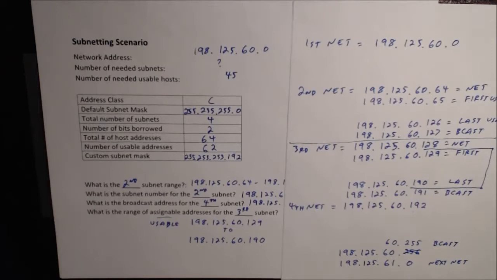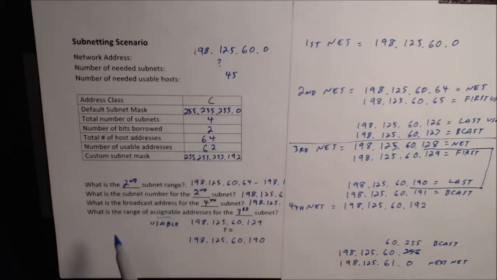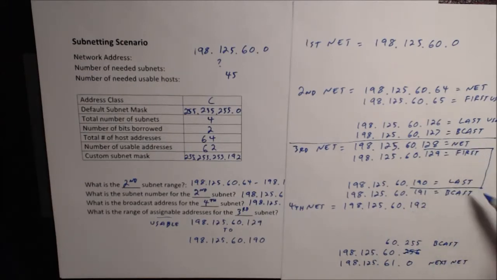So there you have it. That's how you complete the subnetting scenario. Given the parameters of the address and the number of needed subnets or number of needed usable hosts, you can calculate out each of those values.